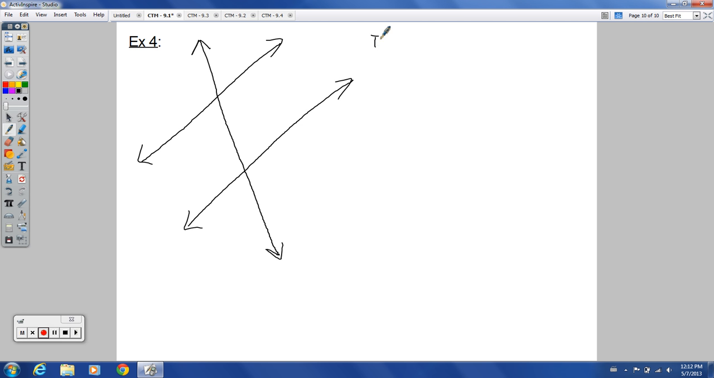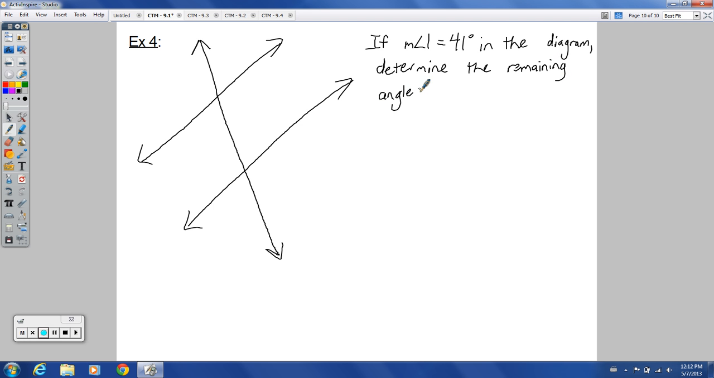So let's say here, if the measure of angle 1, which I haven't told you what that is yet, but I'll put that in there in a moment, equals 41 in the diagram, determine the remaining angle measures, giving a valid reason for each.